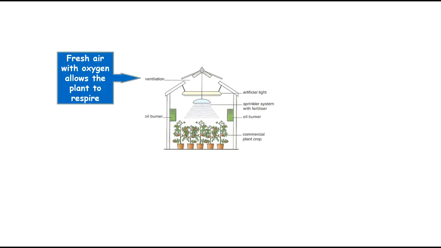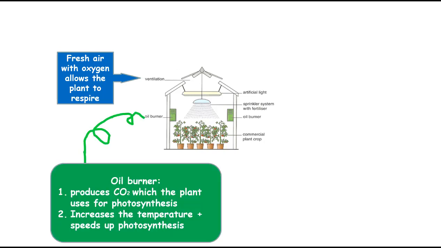Firstly, you've got good ventilation, which allows oxygen in so the plants can respire. Remember, they're living things, so they need oxygen to respire. They've got a little oil burner. So we said one of the limiting factors could be carbon dioxide and another one could be temperature. So the little oil burners produce carbon dioxide, which the plant can use for photosynthesis. And because it's a burner, it also increases the temperature and allows the rate of photosynthesis to speed up.